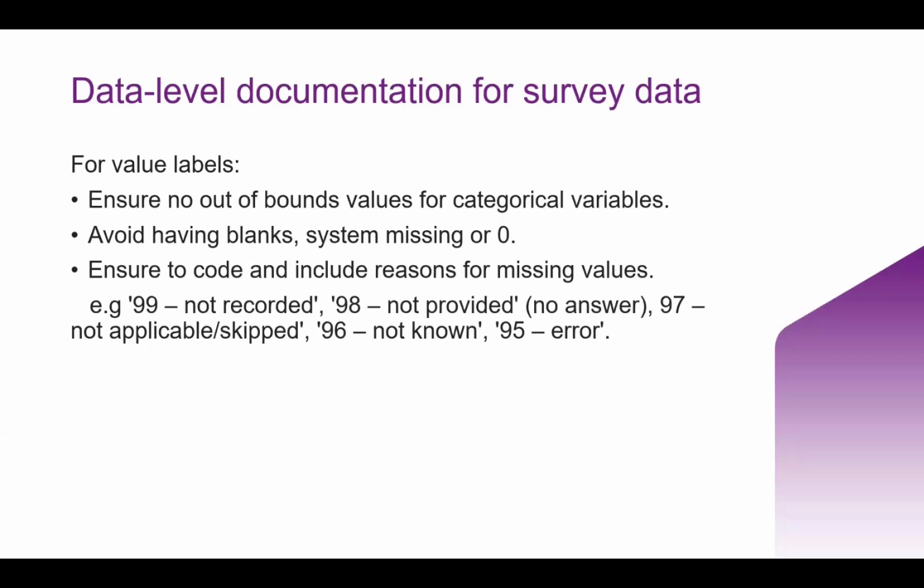You should add value labels as well. Make sure there's no out of bound value labels for categorical variables. Avoid having blanks or zeros and instead label your missing data with detail where possible, differentiating what's not recorded, not provided, not applicable, not known, etc. So have a few different reasons for missing values.